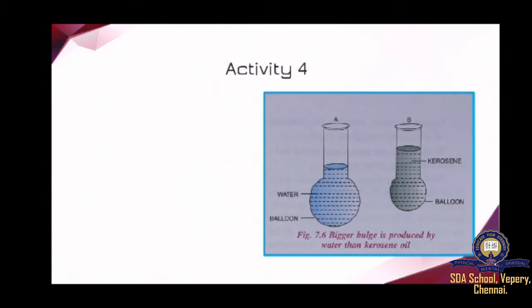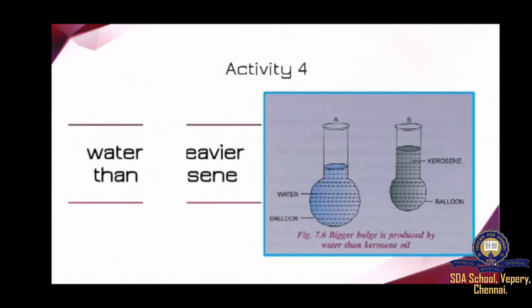Now, pour water into the tube A and an equal volume of kerosene in the tube B. Notice the bulge in the membrane in both the cases. You will observe that a bigger bulge is produced in tube A in which water is filled. What is the reason for the formation of a bigger bulge? The bigger bulge is due to the fact that water is heavier than kerosene, because water has higher density than kerosene. This proved that liquid pressure depends on the density of liquids.